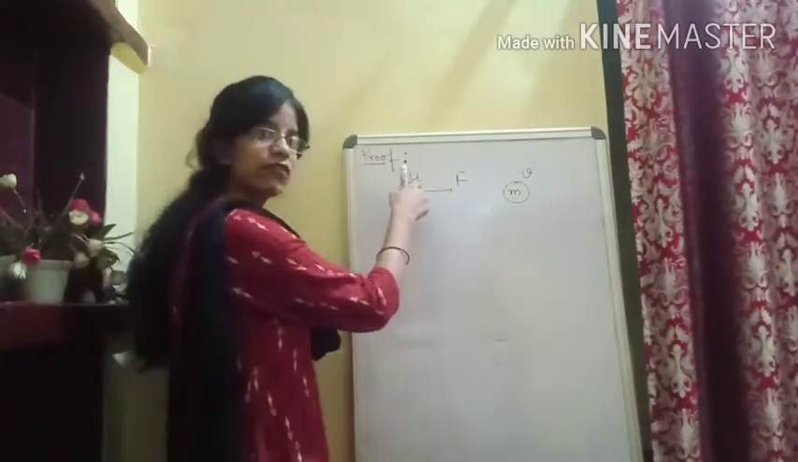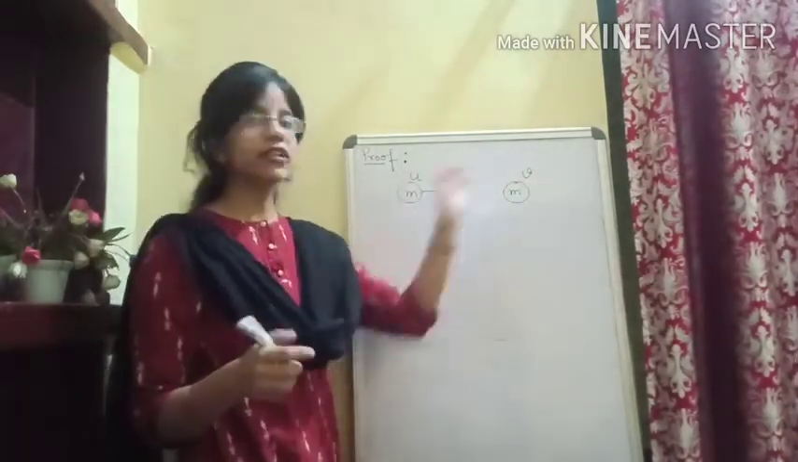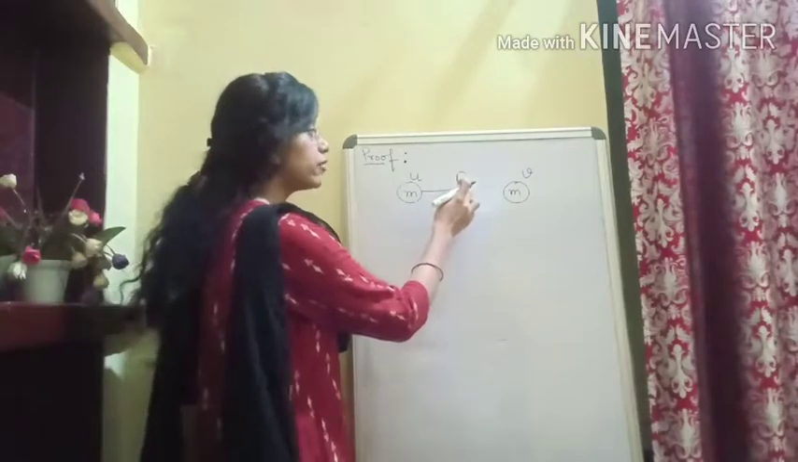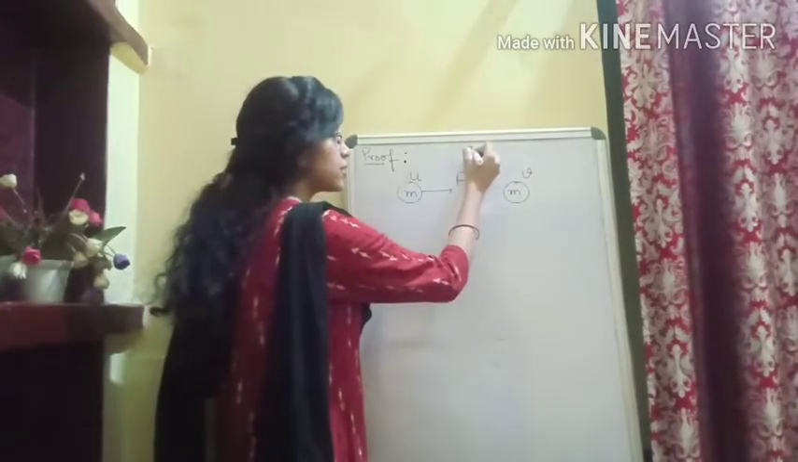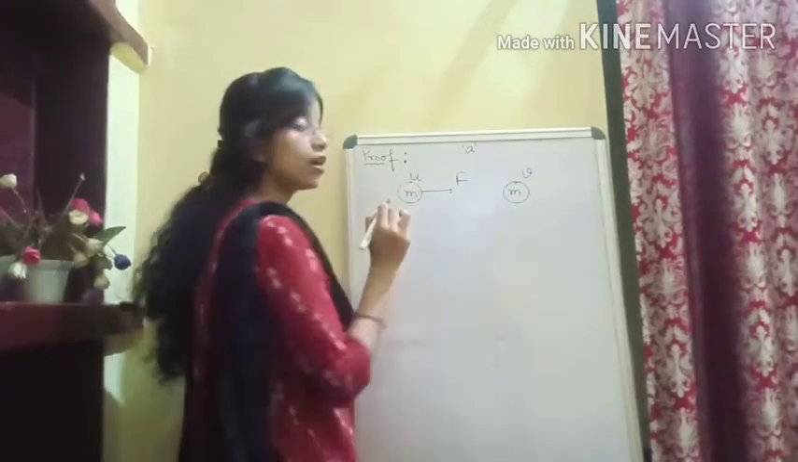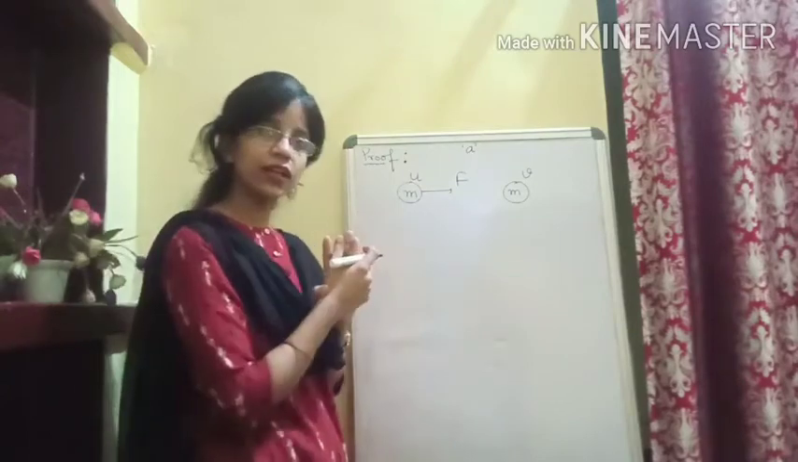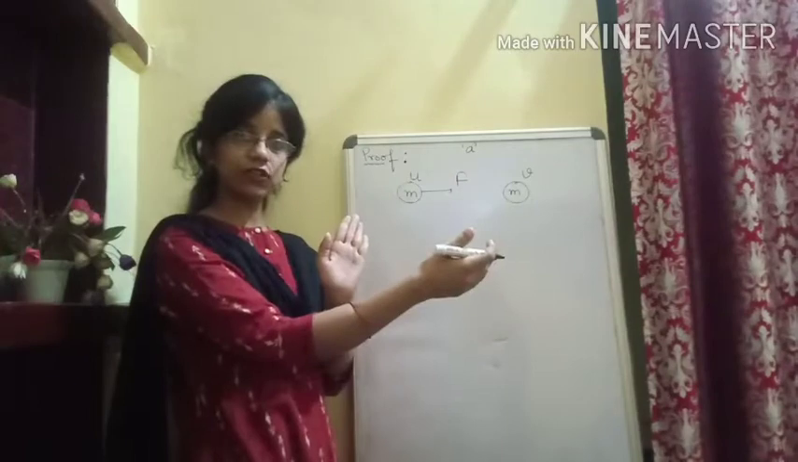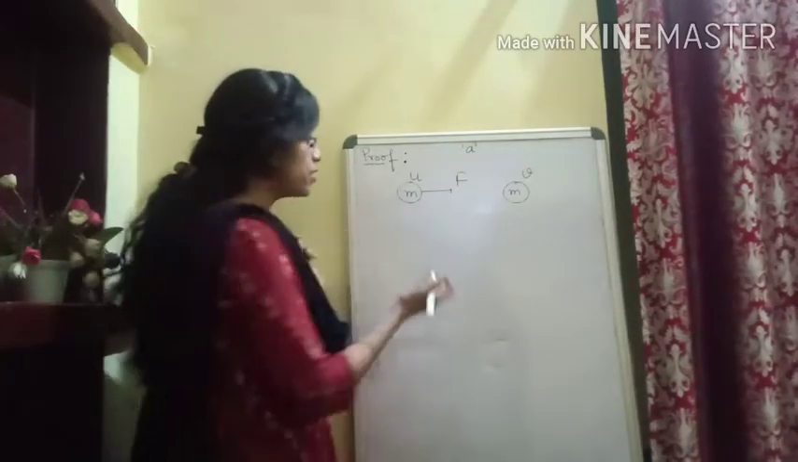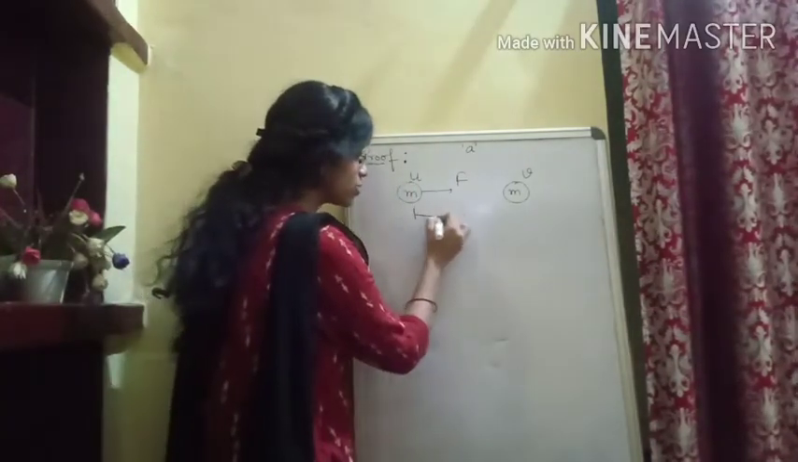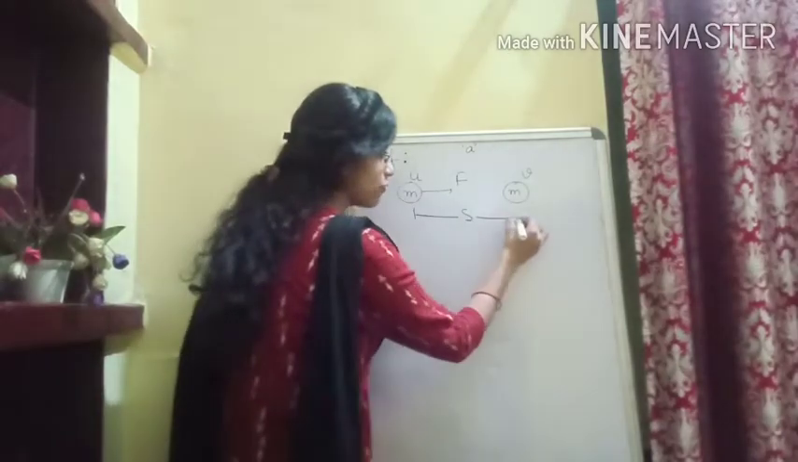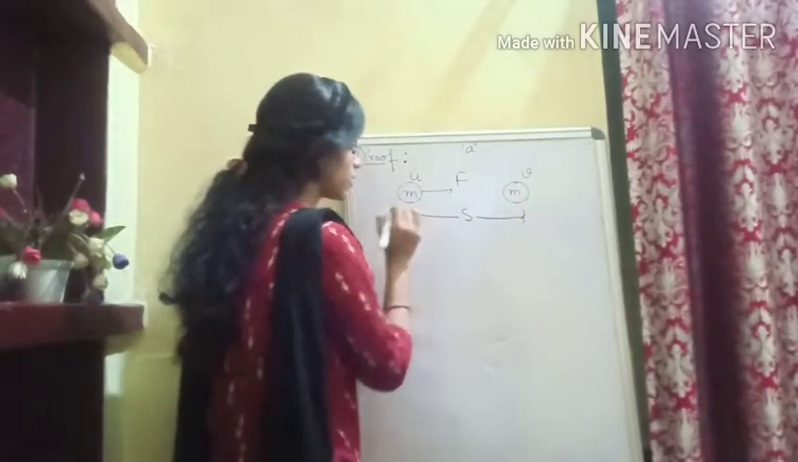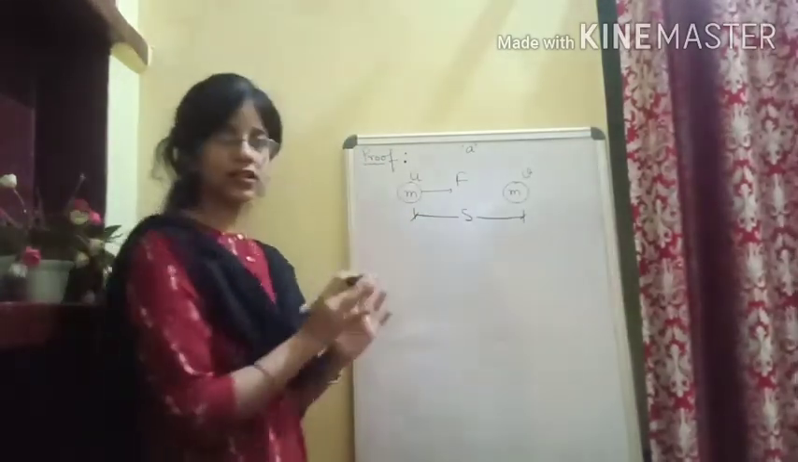This is the initial velocity of the body, and this is the final velocity of the body. When you are applying force, the body has a constant acceleration a. So from u to v, the body changes its velocity with acceleration a, and the displacement it has is, let's say, s. So this is the condition.